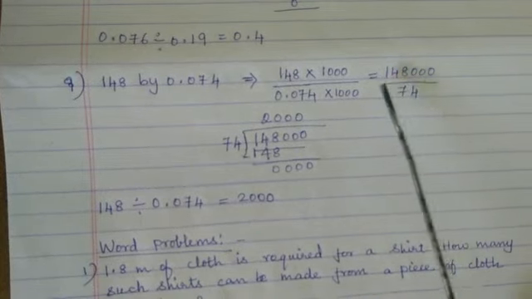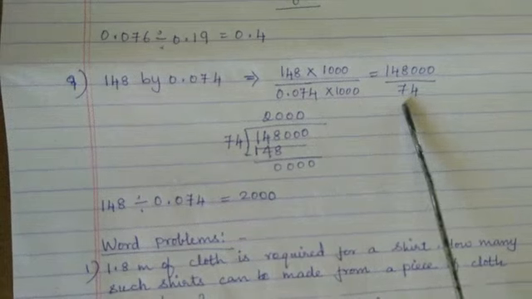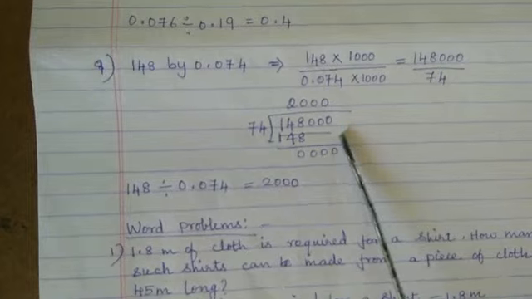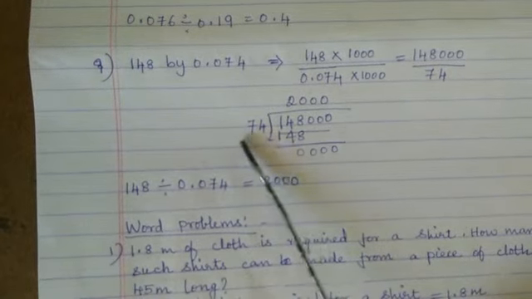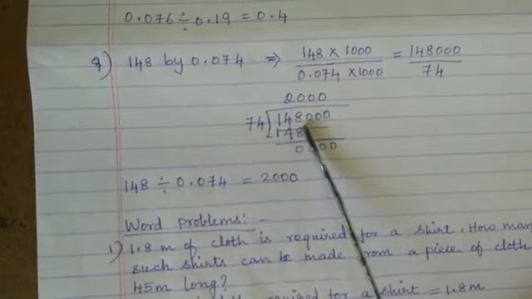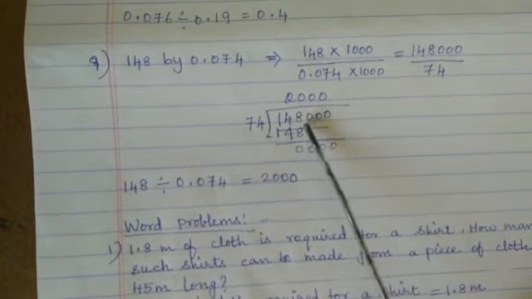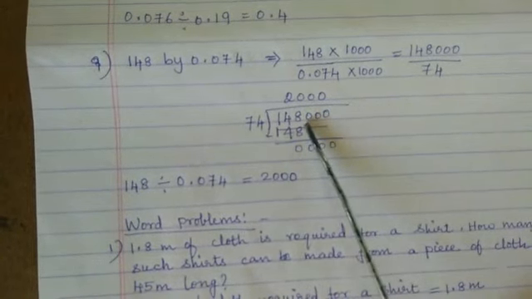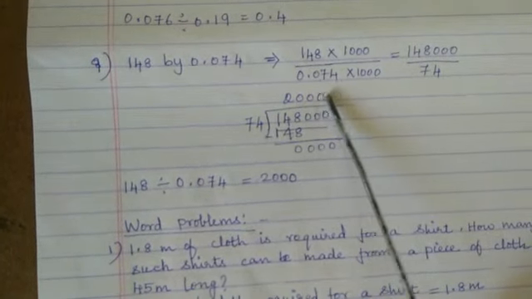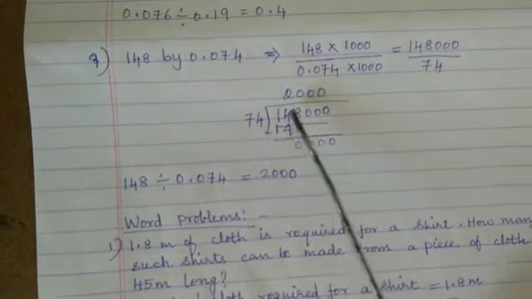Which comes to 1,48,000 divided by 74. This is the ordinary division, and you will do it in the same way. Here 74 is the divisor, 2 digits. So we take 2 digits first, but they are less than the divisor, so we take 3 digits. 148 divided by 74 is 2. Then after this, the dividend has 3 zeros, and we bring them down. So we put 3 zeros in the quotient. So 1,48,000 divided by 74 is 2000.